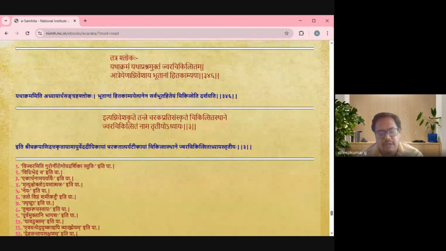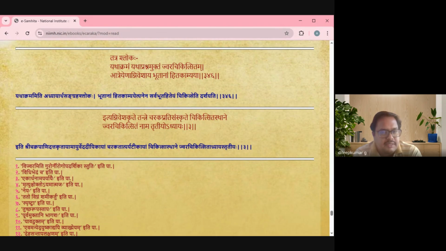So that is about the Jwara Chikitsitam. So even though many shlokas are there in Jwara Chikitsa, you concentrate more on conditions or the treatments when it should be done. It is condition suitable for Vamana, condition suitable for Virechana, condition suitable for Basti, Anuvasana, that can be applicable for any other disease also.